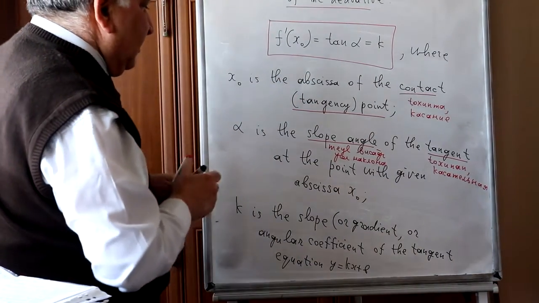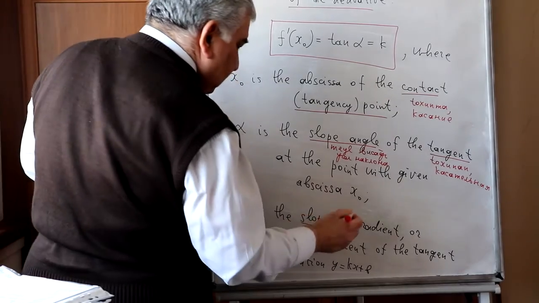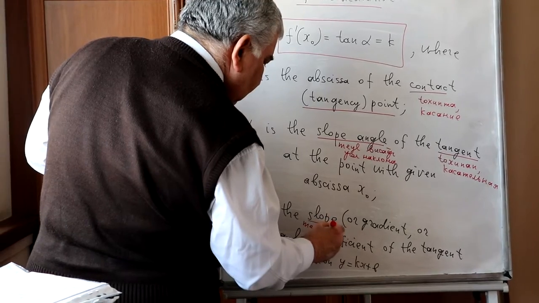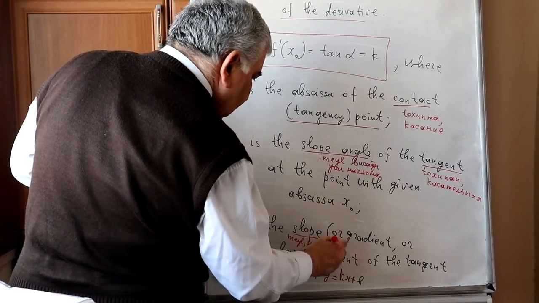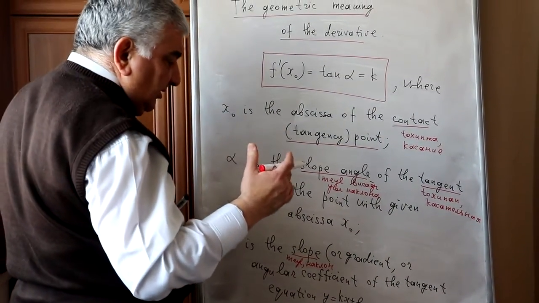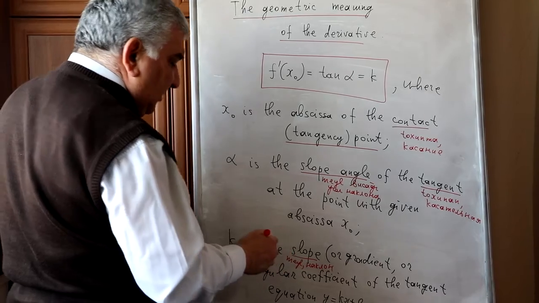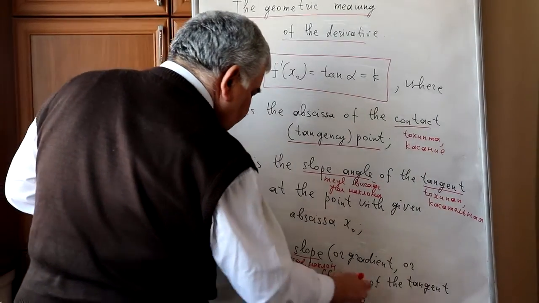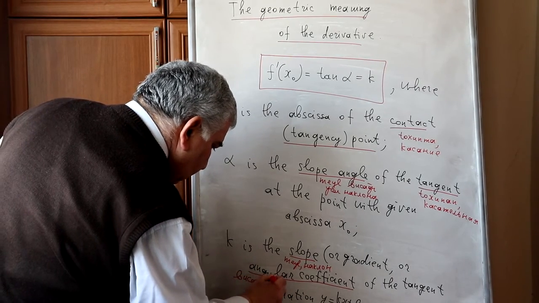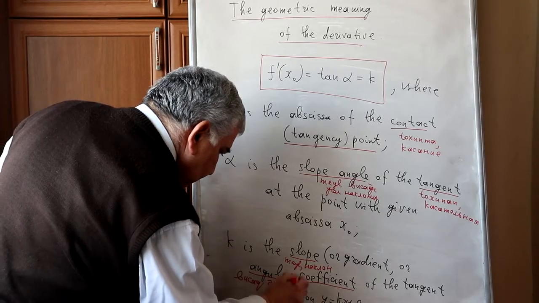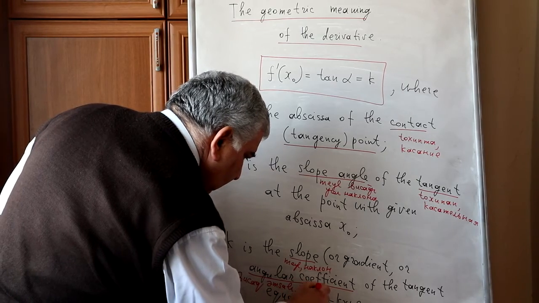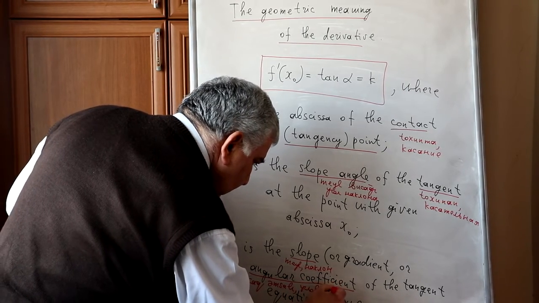Here slope is in Russian naklon, in Azeri meyl. Gradient, in Azeri gradient, in Russian gradient. Angular coefficient, in Azeri bucaq əmsalı. In Russian угловой коэффициент.